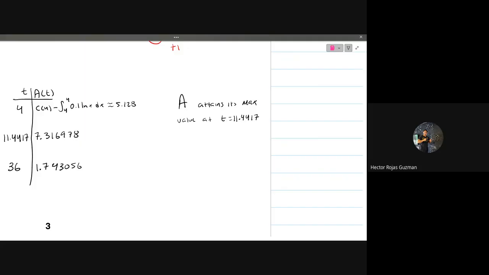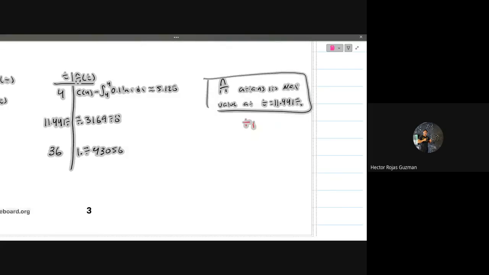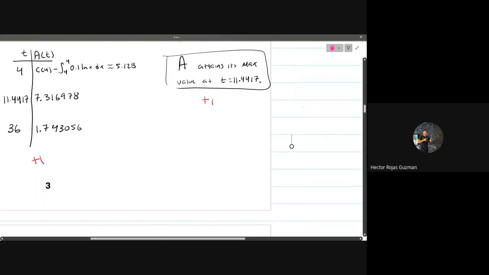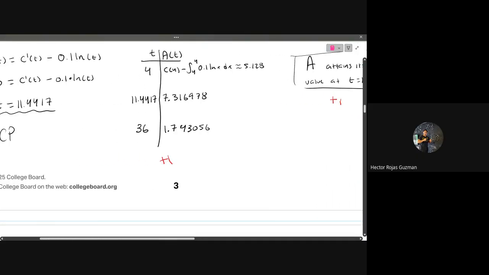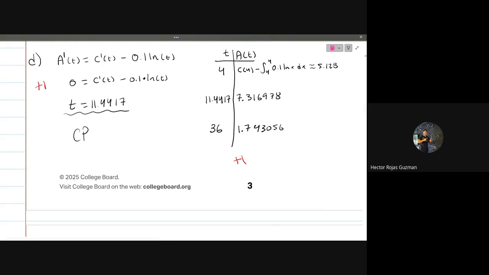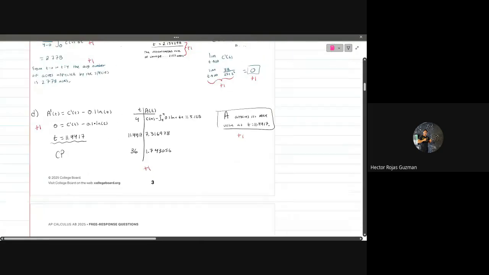There it is. For this question, you're going to get 1 point for the conclusion. You're going to get 1 point for taking the critical points and the endpoints into consideration. And you're going to get 1 point, I believe it was for taking the derivative and making it equal to 0. But yeah, that's question number 1.